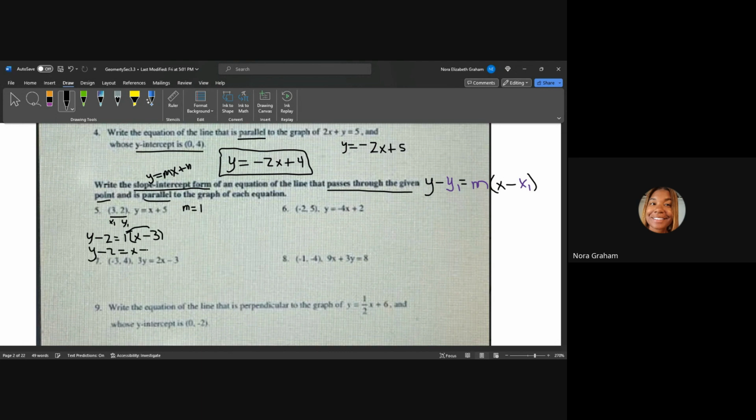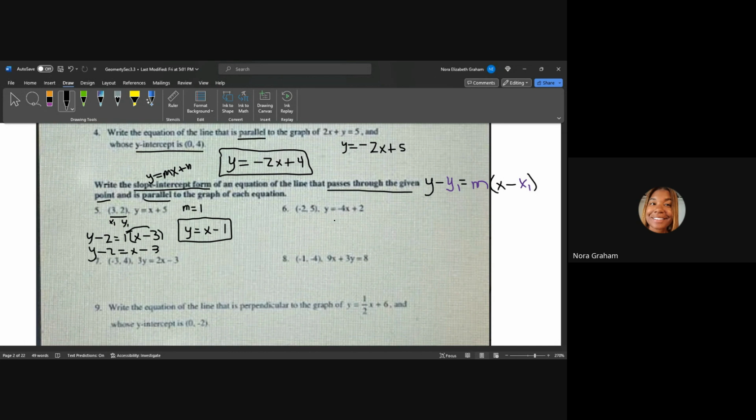And then I just want to add that 2 to both sides. So then I'm going to get y equals x, -3 plus 2 is going to give me a -1. That's my answer for this one. So that line that I just graphed is a line that is parallel to the given line y equals x plus 5. And notice they have the same slope, 1 and 1.